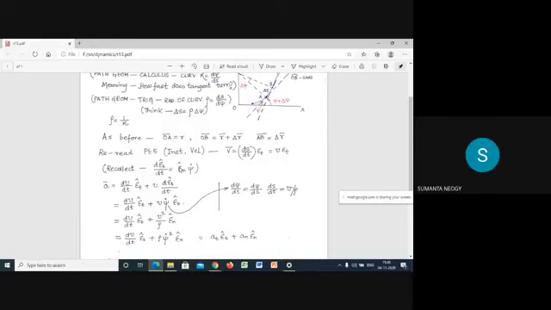When you use a formula, a plus b whole square, do you prove it? This is the proof and this is the result. The last line is the result which we are employing.